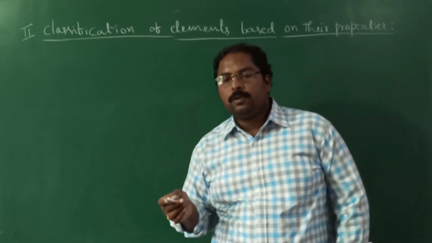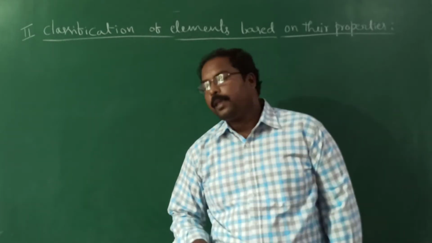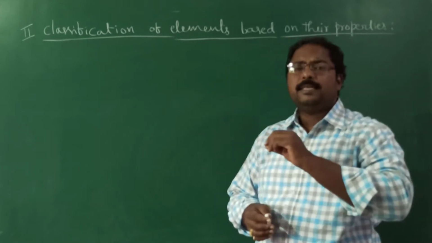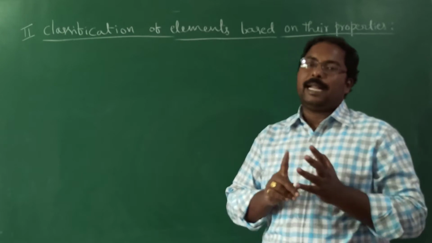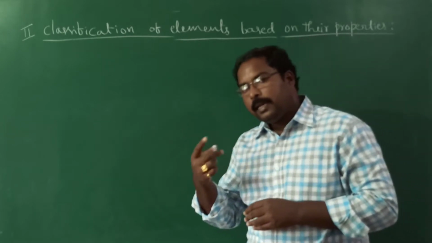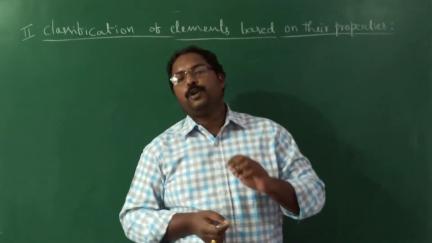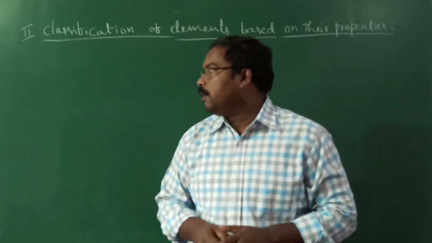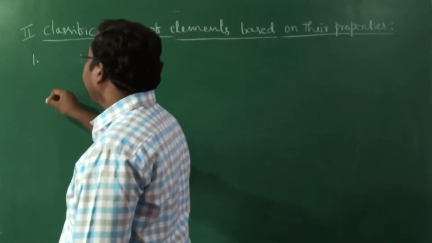Based on this also, the elements are classified into 4 categories. Now coming to the first one, those are called representative elements. And the second type, transition elements. Then the third type, inner transition elements. And the last, fourth one is inert gases. Okay. So now first let us discuss the first type of elements.